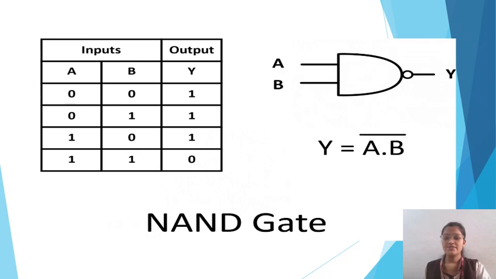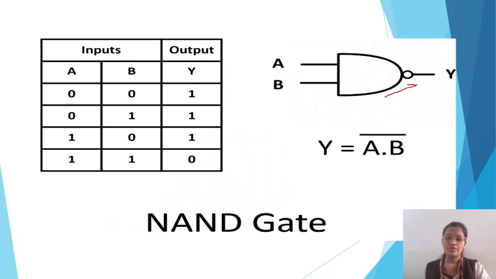As we saw, Y is equal to A dot B whole bar is the output form of the NAND gate. It means inputs A and B are taken to a combination of AND gate and NOT gate. We get Y is equal to A dot B whole bar, which means whole complement. Here the inputs are taken as A0, B0. Then the output becomes A dot B.